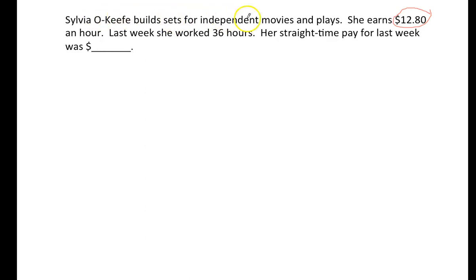Sylvia O'Keefe builds sets for independent movies and plays. She earns $12.80 an hour. Last week, she worked 36 hours, and her straight time pay for last week was how much?